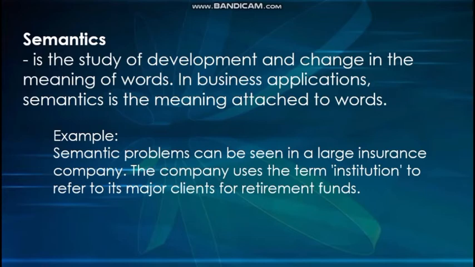In one meeting, specifically convened to define institution, 17 definitions surfaced. The problem with semantic differences is not that 16 of the 17 definitions are wrong. The problem is that all 17 definitions are right, depending on the context of their use.